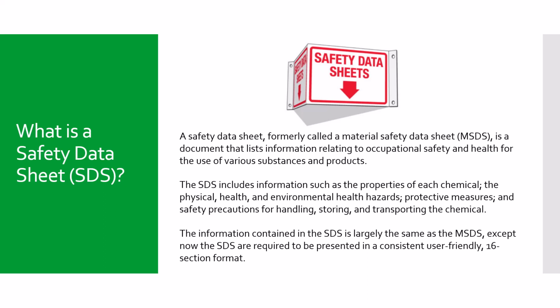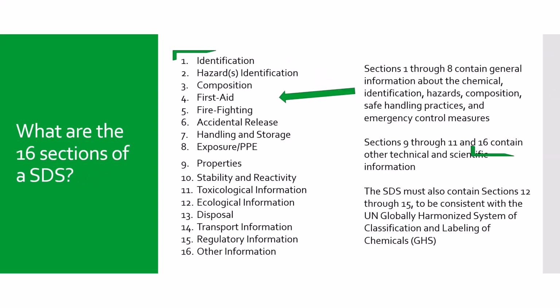When the government agency dropped the M, they also started requiring that all SDS forms are presented in a consistent, user-friendly 16-section format. Sections 1 through 8 contain general information about the chemical identification, hazards, composition, safe handling practices, and emergency control measures. These sections contain the information we are primarily interested in. Sections 9 through 11 and 16 contain other technical and scientific information. The SDS must also contain sections 12 through 15 to be consistent with the UN globally harmonized system of classifications and labeling of chemicals.